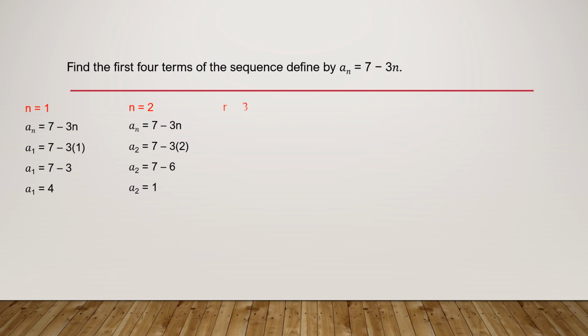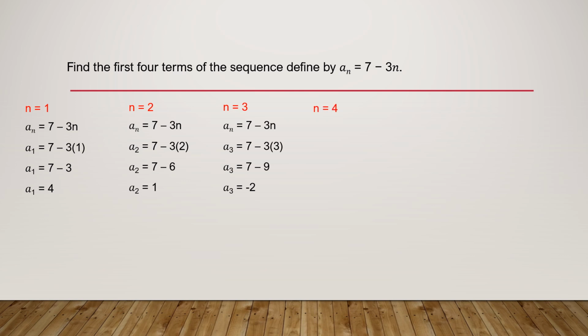What about the third term? For the third term, you have a sub n is equal to 7 minus 3n. So substituting n by 3 this time. So 3 times 3 is equal to 9. So what is 7 minus 9? The answer would be negative 2. So the third term of the sequence is negative 2.